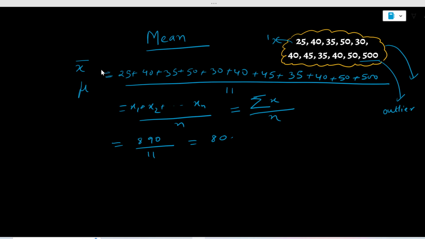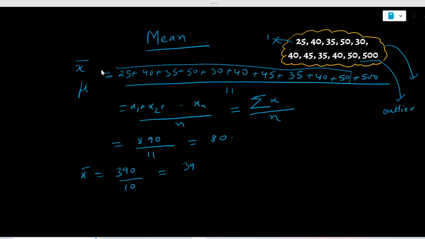Let's try removing 500 and see if we get the appropriate value. So if I remove 500 from this, I'll be only summing up these values, right? And my values will become 10, and in that case my x bar will be equal to 390 upon 10, and it will be equal to 39. And this 39 value is very closely representing the data set, right? But is it right to remove outlier?